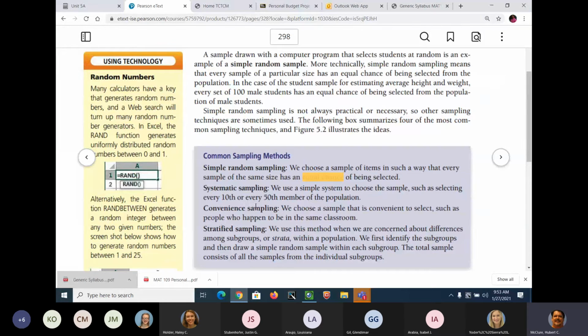Convenience. Write down with convenience that it is the worst. Why is it the worst? Well, let me ask you a question. What if, and I'll write this down for you because I want everybody to see it.